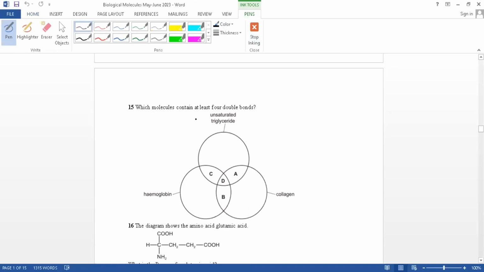Which molecule contains at least 4 double bonds? If we talk about hemoglobin and collagen, these are both proteins. And if we talk about just a dipeptide having 2 amino acids, this is the R chain, this is the amine group, this is the double bond O carboxylic head, this is 1 amino acid, and the other amino acid is again double bond O, OH, N, H, and H.